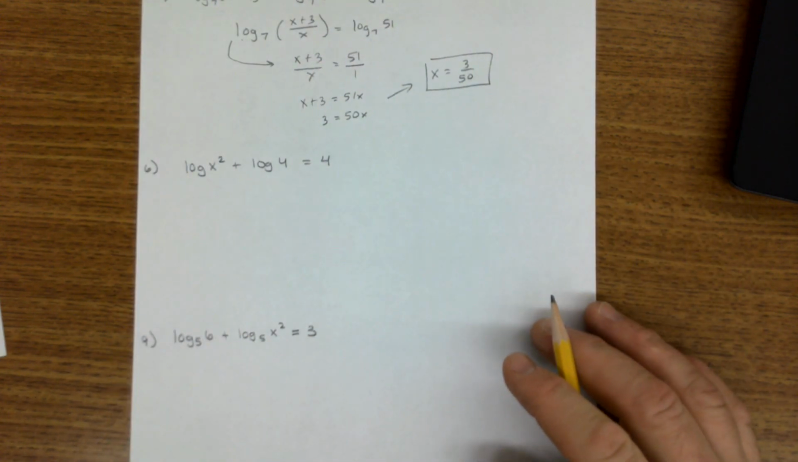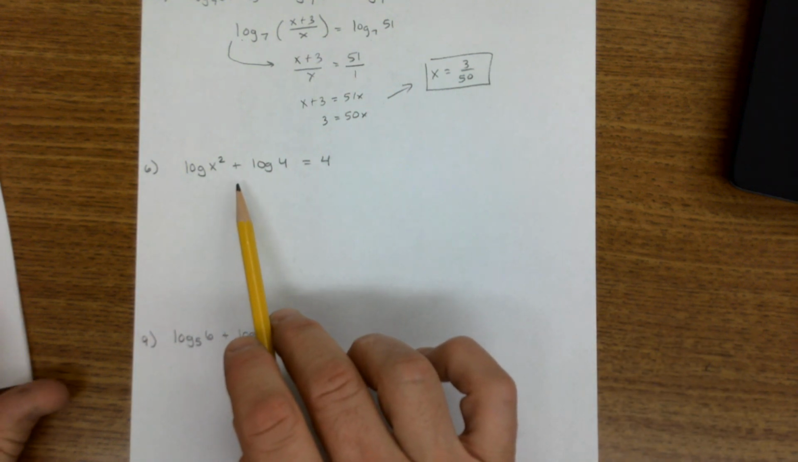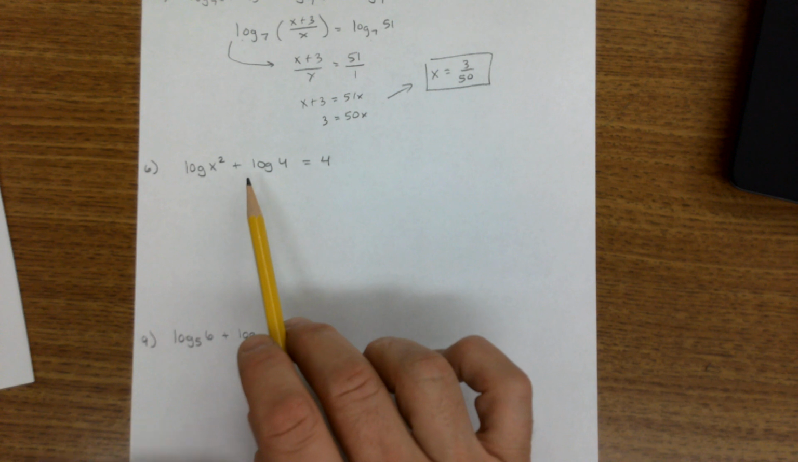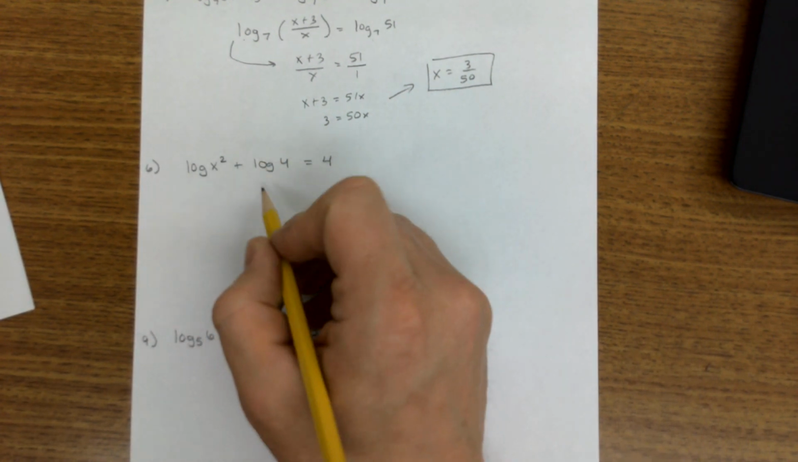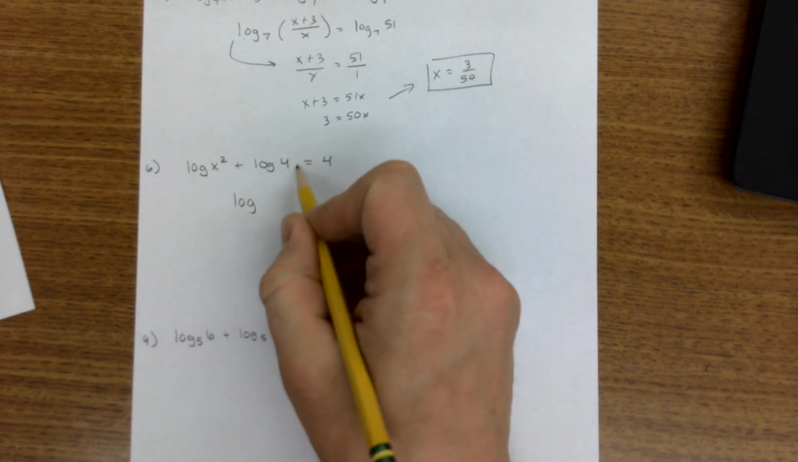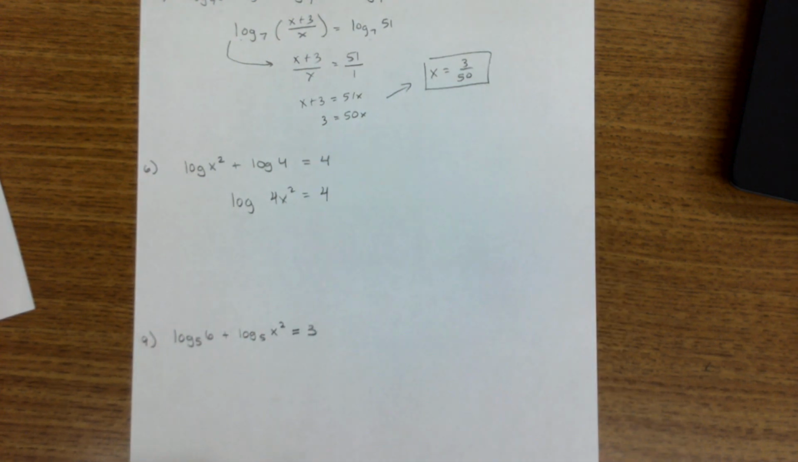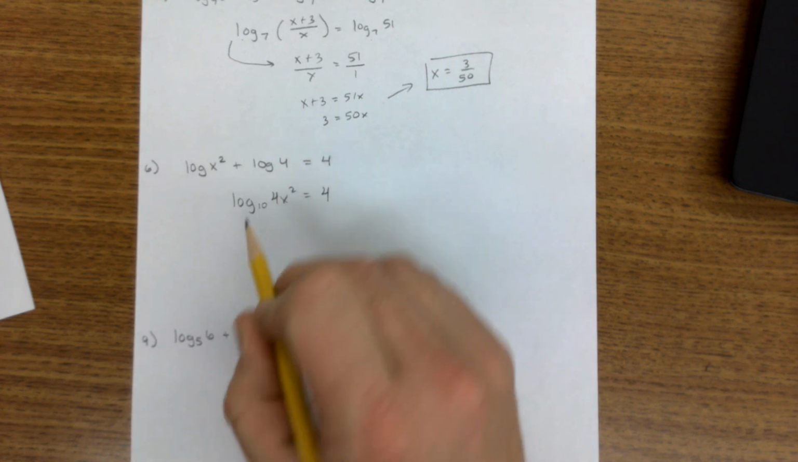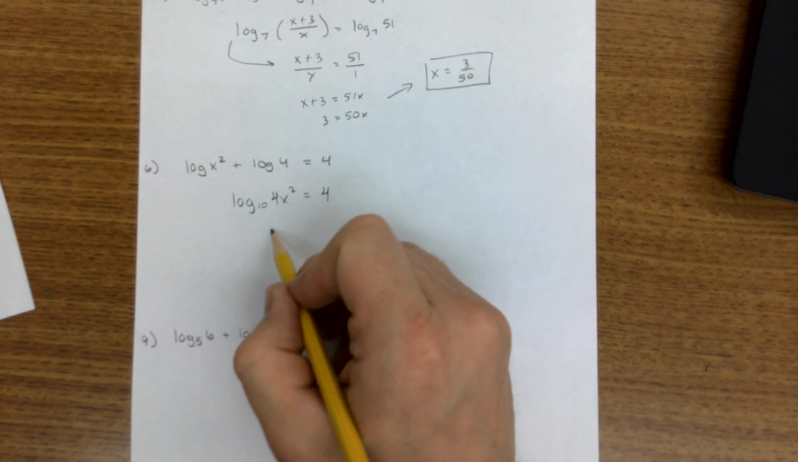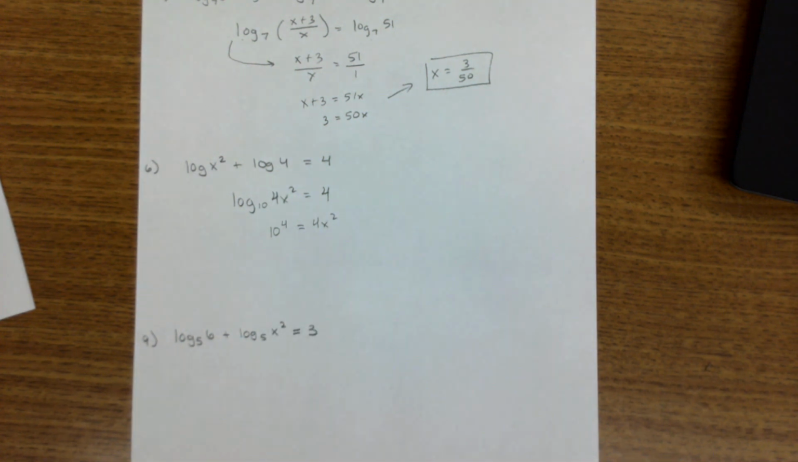All right, second problem. Same thing. I'm going to put these two logs together, problem number 6 here, with multiplication. So I multiply these and I have log of 4x squared is equal to 4. Well, now I want to switch to the world of exponents. So let's just put a 10 there because we know it's base 10. 10 to the 4th power is 4x squared.